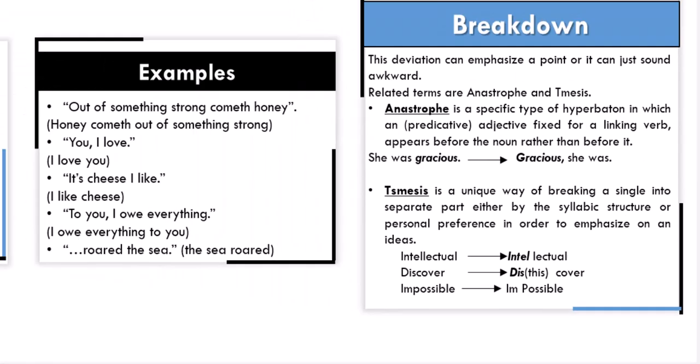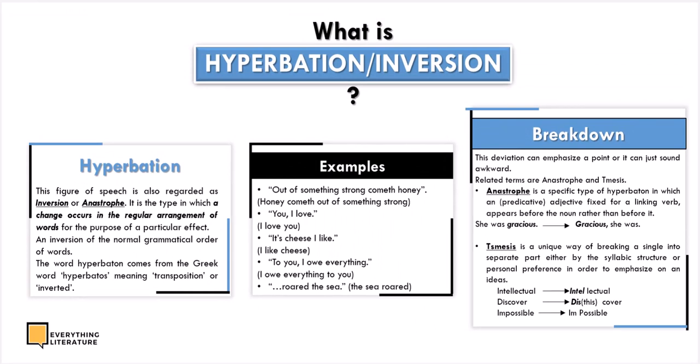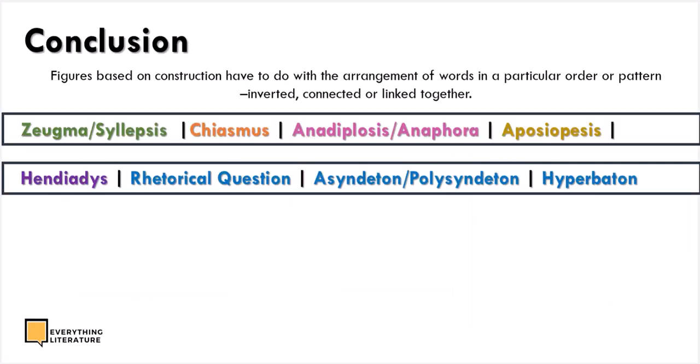Okay, whereby we rearrange words. What ought to be in the objective case, we put it to be in the subjective case. Then we use a comma to break it. Then we just rearrange the whole thing. Okay, and with this, we've come towards the end of the class, specifically on figures based on construction, which has to do with the arrangement of words in a particular order or pattern. That is, these figures of speech have to do with when words are being inverted, connected, or linked together.